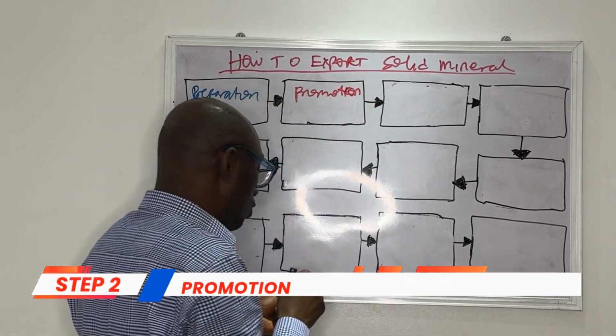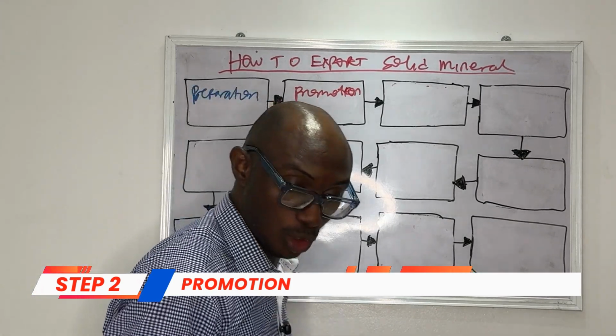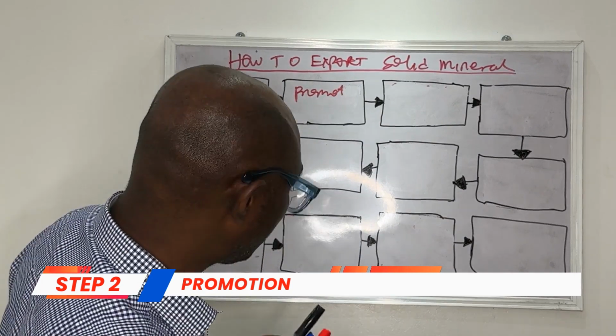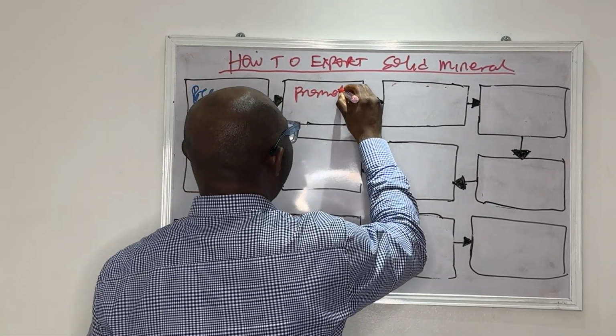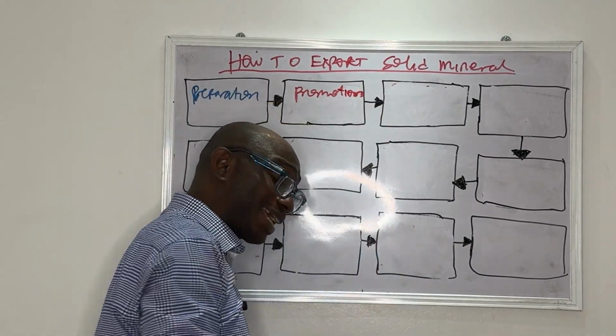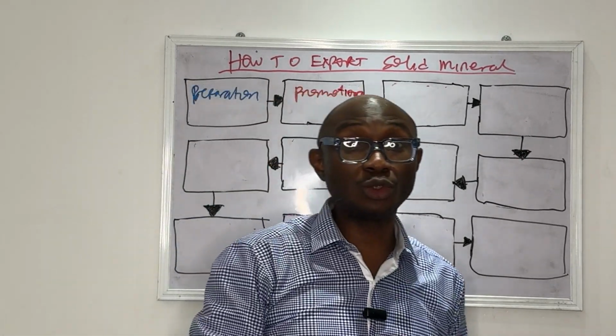It's assumed now we already know the product you are exporting. We know you are exporting a solid mineral. And now, to export that solid mineral, you need to prepare. After preparation is promotion. What do you do with promotion? Promotion is marketing. You need to be able to sell. That means you need to know the country that buys.